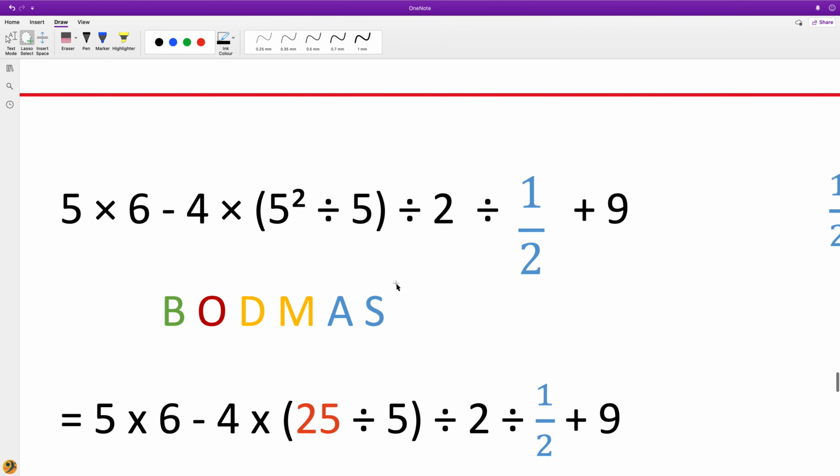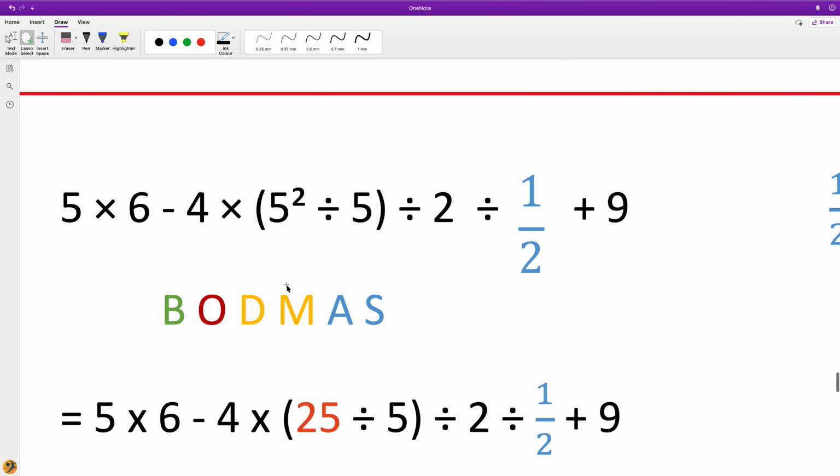All right, so we just write down what we're not evaluating. We just copy that out and write that down again. Okay, so our first line of working out becomes 5 times 6 minus 4 times open bracket 25. Okay, because we've just initially evaluated this for now, because it's the order. Divided by 5, still within the brackets, and then you write out the rest of your operation, divided by 2, divided by a half, plus 9. Okay, so that's part of the brackets evaluated.